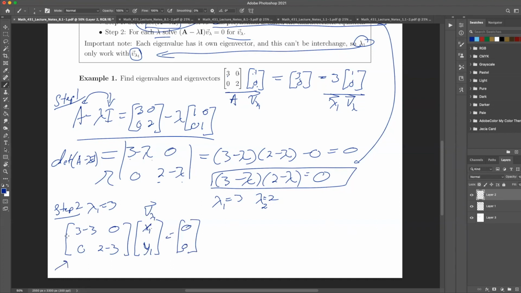Well, this is nothing more than a system of equations, right? So if I crunch through this real quick, 3 minus 3 is 0, so this implies 0, 0, 0, minus 1, times x1, y1, equal to 0, 0. If I did the multiplication, that implies 0x1 plus 0y1 equals 0, and 0x1 minus y1 is equal to 0. So if I actually compute this multiplication, I get this system of equations.